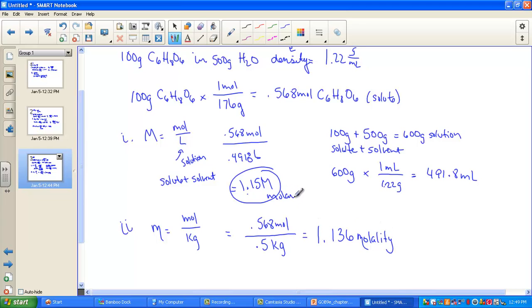Here is molarity, and here is molality. Pause here and just digest the second objective, making sure that you understand the difference between molarity units and molality units, and you'll be ready to start Objective 3, colligative properties.